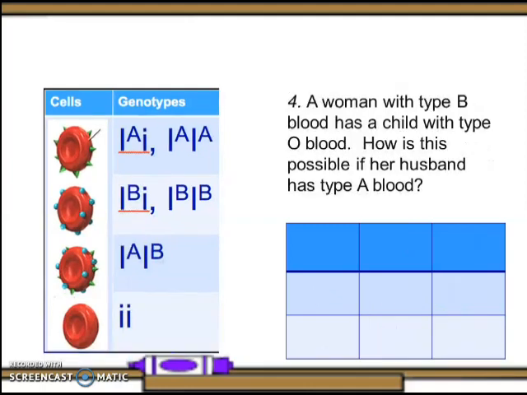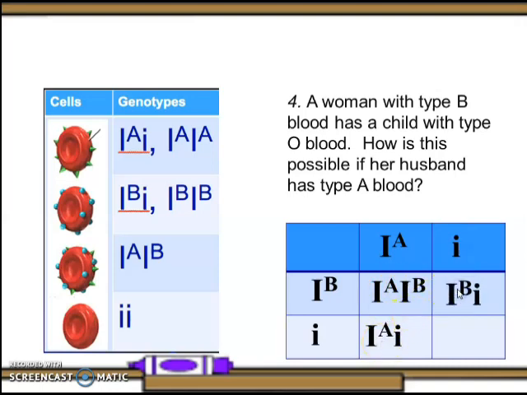Number 4, a woman with type B blood has a child with type O blood. How is this possible if her husband has type A blood? So we're going to use heterozygous type B and heterozygous type A. Then show the possible outcome of the cross. So we have here IAIB, heterozygous type A, heterozygous type B, and two small i's. It is possible because both parents are heterozygous, one for type B and the other for type A.